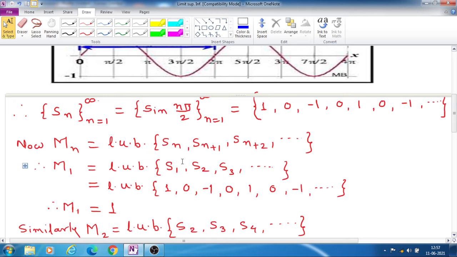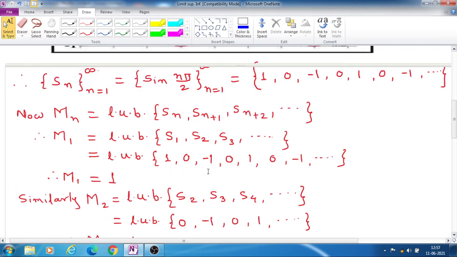Mn is LUB of Sn, Sn plus 1, Sn plus 2, and so on. First find m1. So m1 is what? LUB of S1. For m1, the terms start from the first value. That means all the set from the first value, S1, S2, S3, and so on. That means the terms are 1, 0, minus 1, 0, 1, 0, and so on.